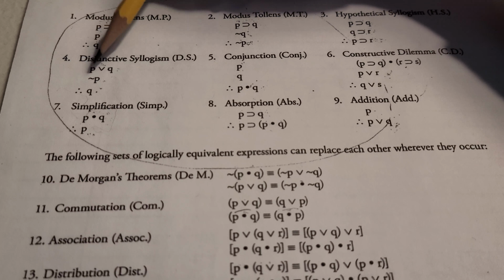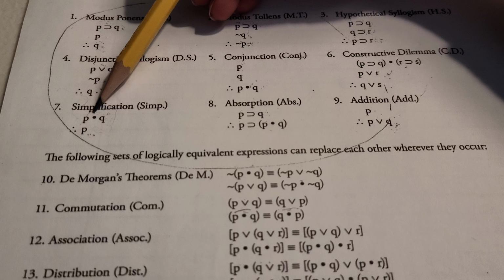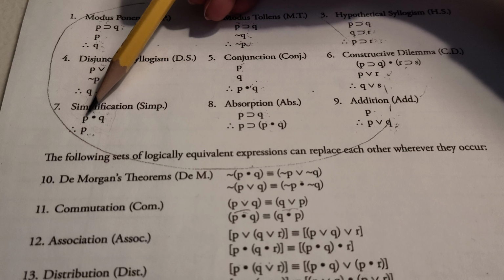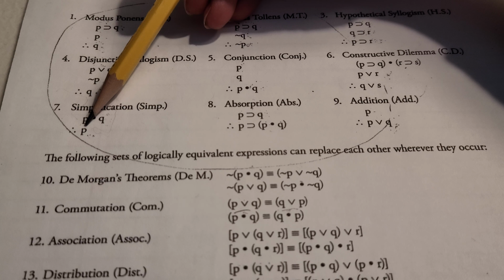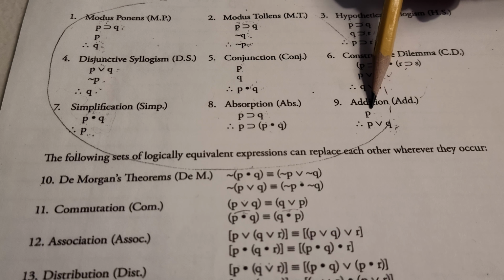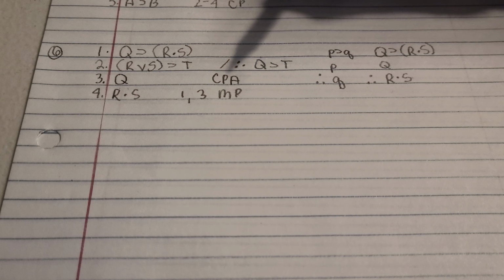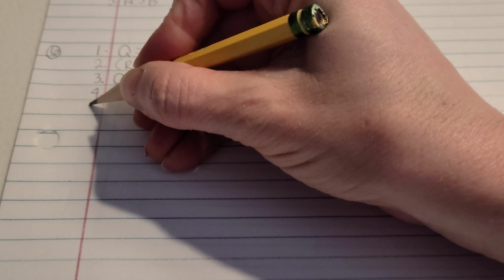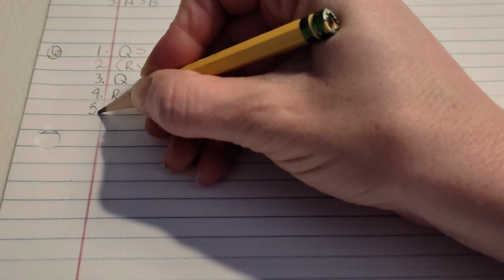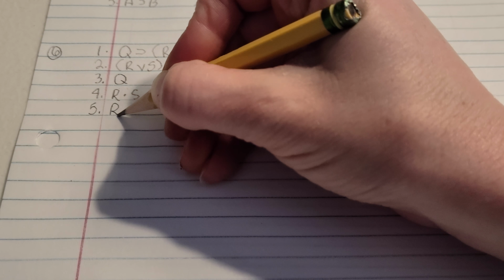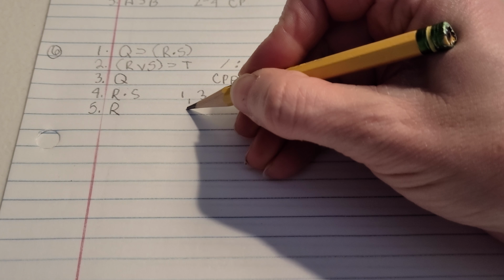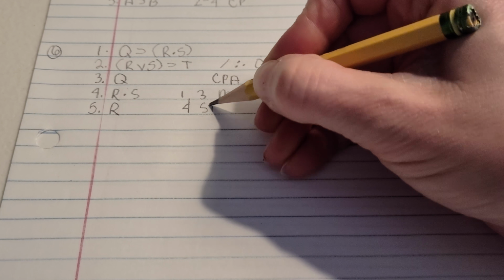So here's our simplification. This is what I have. I have a conjunction, and I can use simplification to get the variable. Then I can use addition to take that variable and add something else using a disjunction there. So that's what I'm going to do. I'm going to take that R and S, simplify it. So I used line 4 and simplified it.